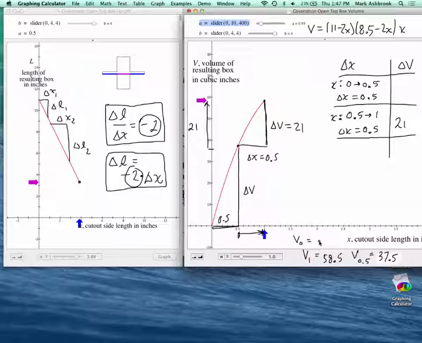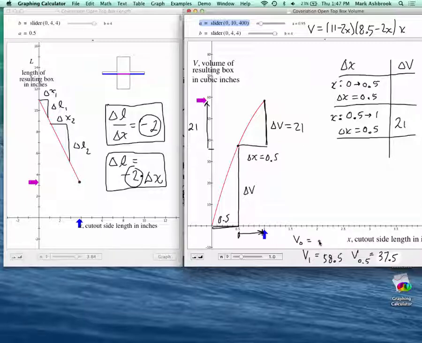Yes. Is x equals negative 0.5 a valid value of x? No, I can't cut negative squares. That doesn't make sense. But 0 makes sense. It feels uncomfortable because you don't get a real box. But mathematically, it's fine. x equals 0. There it is. x equals 0.